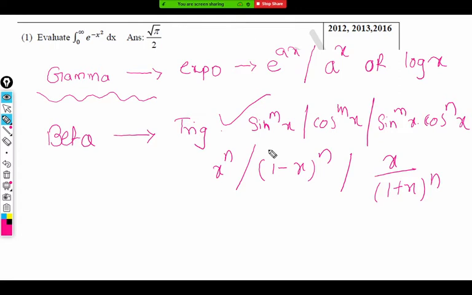We'll see the examples, then it becomes clearer. But in each and every example, the first thing is you have to identify whether the example is on a gamma function or on a beta function, and the next step is you have to select a proper substitution. That substitution will convert it into the main definition of a gamma or a beta. Clear? Any doubt?